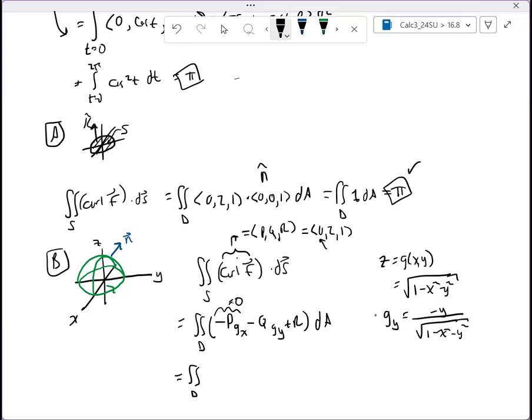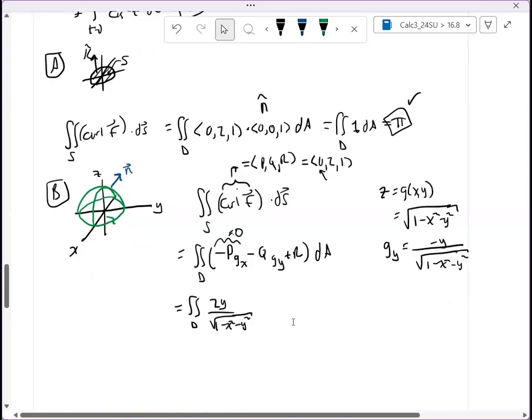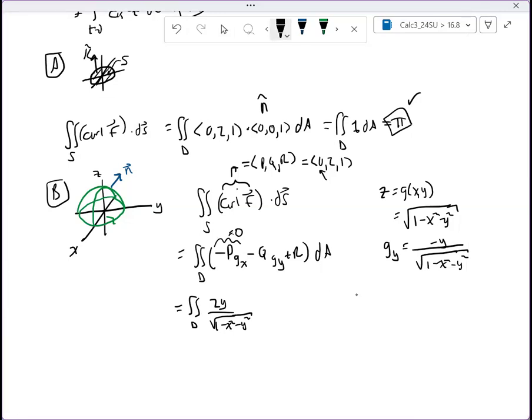Minus Q, so minus 2 dg dy, but that's just a 2y over root 1 minus x squared minus y squared. I'm going to write all of this out because I'm trying to be cognizant of the fact that I am in a double integral here, dA, so I'll try to only have x's and y's floating around. And then just the regular old plus r, or just plus 1 dA. All right, that just comes from that third component of the curl.